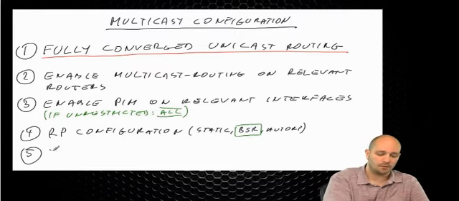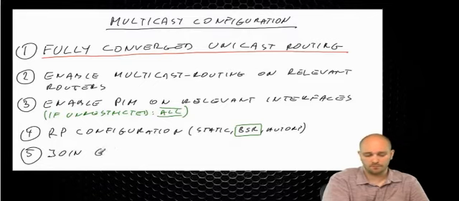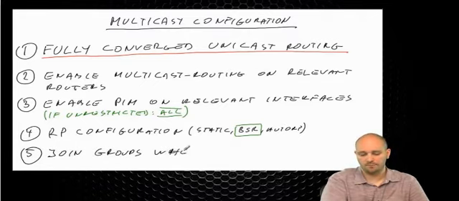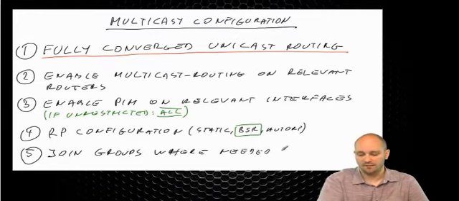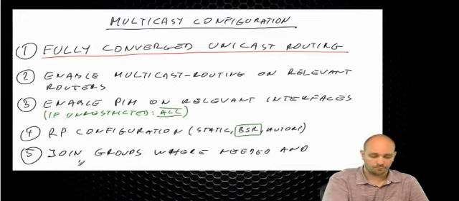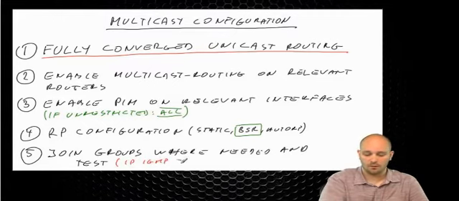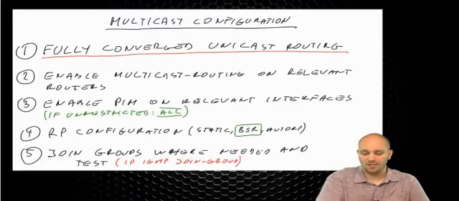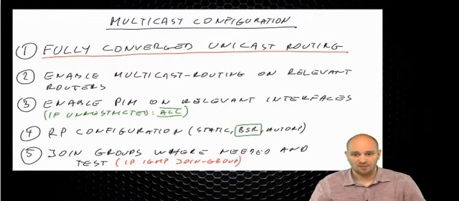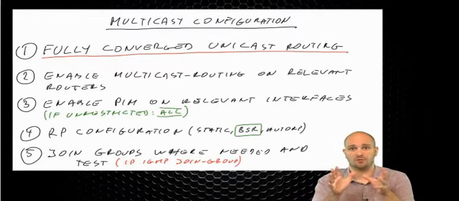Finally, join groups where needed. And test. And here, I'm going to write in red that we are talking about IP IGMP join group. So this is the command that you will need to do. So these are the steps and the prerequisites for multicast configuration.